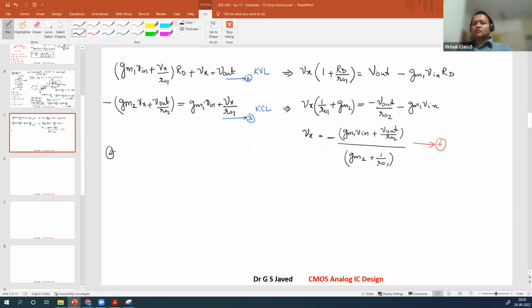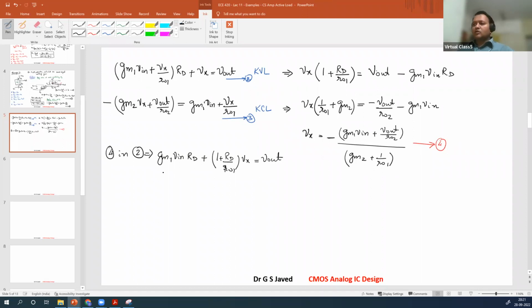We will use 4 into, that becomes gm1 Vin 1 RD. gm1 Vin RD plus RD by RO, right? Vx times 1 plus RD by RO1. Vx equal to Vout.